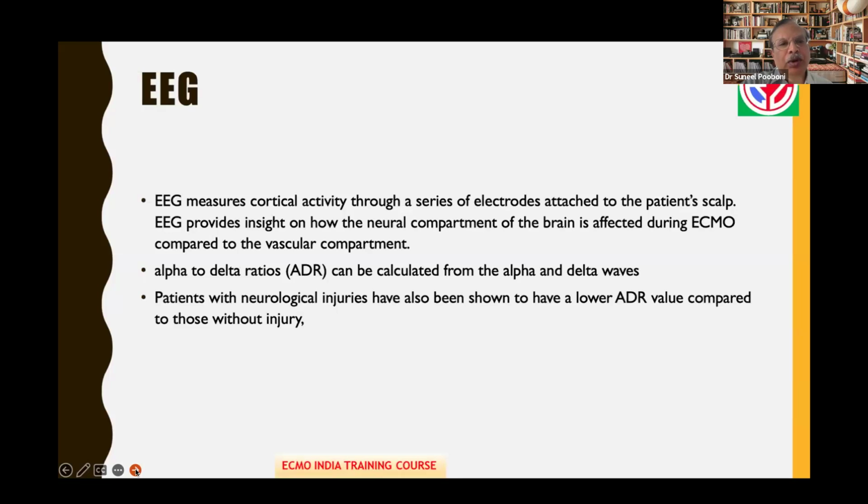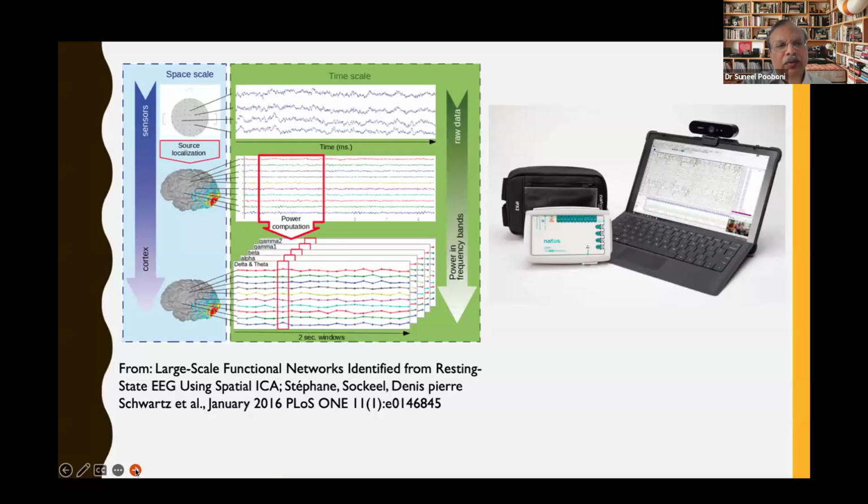EEG, you all know about EEG. It can be done for an hour or two or a continuous electroencephalogram as well when patients are in ECMO. Both would be useful. Alpha to delta ratios can be calculated from the alpha and delta waves. Patients with neurological injuries have also been shown to have lower alpha to delta ratios compared to those without injury. So this is one of the examples showing EEG, how it can look like.